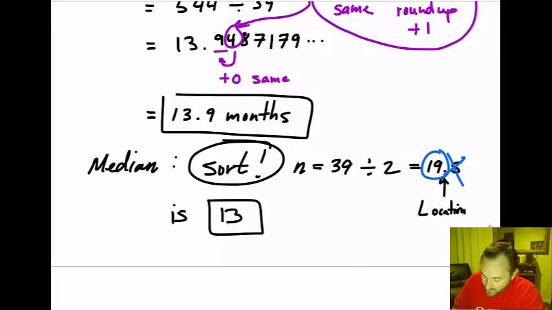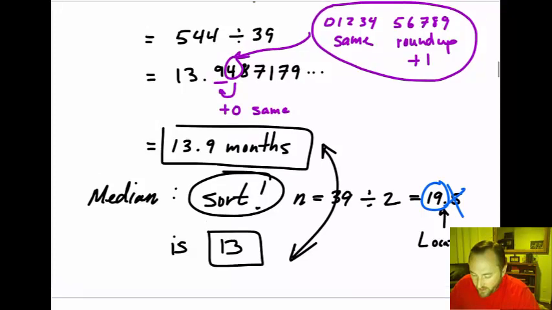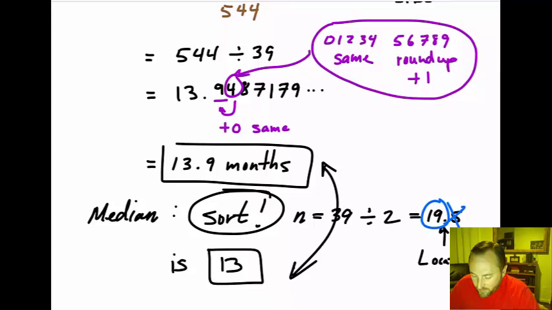And comparing these two together, we're saying that the mean is 13.9 months, almost 14 months, but the median would be 13. Those are two relatively close numbers to one another. That probably indicates that we don't have any outliers in this case. So everything seems to be closely clumped together.